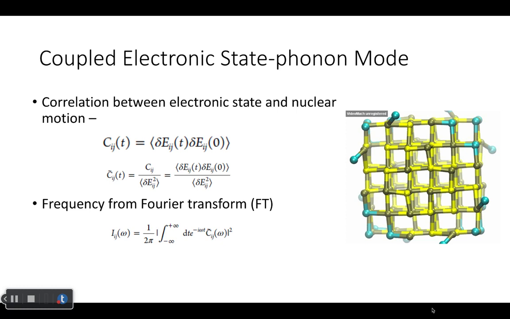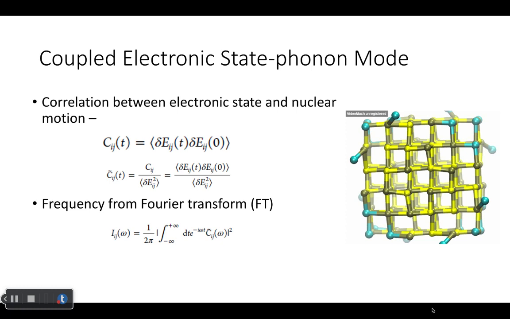What I understand from these equations is that this autocorrelation, this curly bracket, is the ensemble average, and delta Eij of t gives us the energy difference at time t multiplied by the initial time energy difference. Am I right in this?